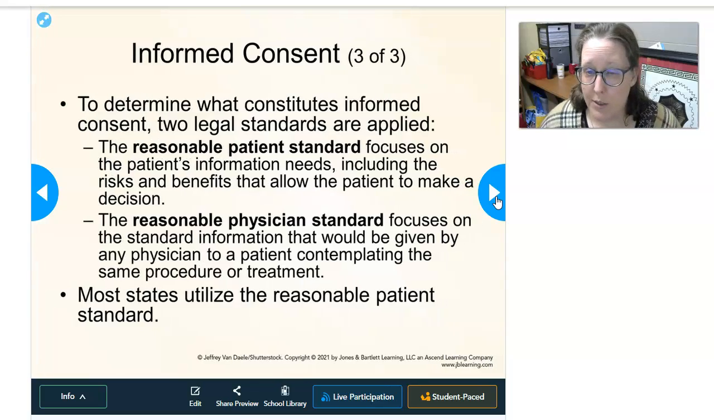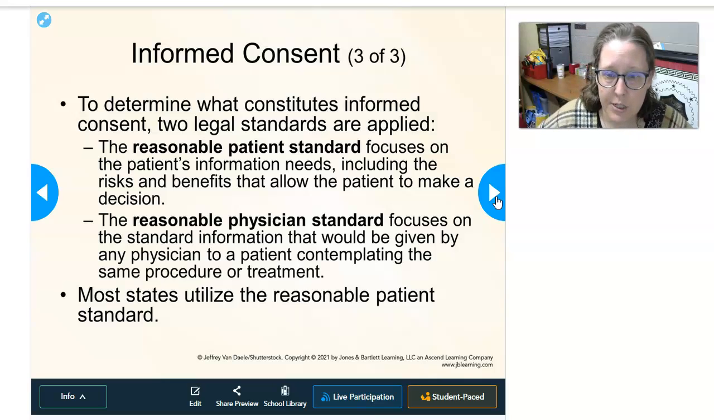To determine what constitutes informed consent, there are 2 legal standards that can be applied. So you have the reasonable patient standard. This focuses on the patient's information needs, including the risks and benefits that allow the patient to make a decision. And it needs to be explained in terms that the patient, again, can understand. And then the reasonable physician standard focuses on the standard information that would be given by any physician to the patient that contemplates the same procedure or treatment.